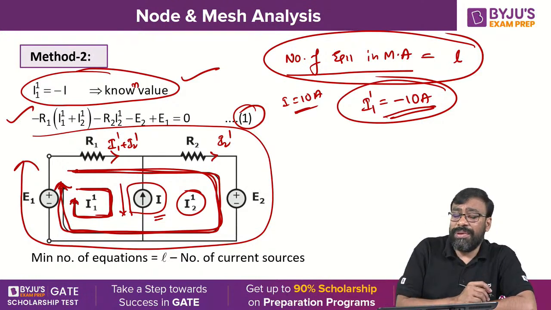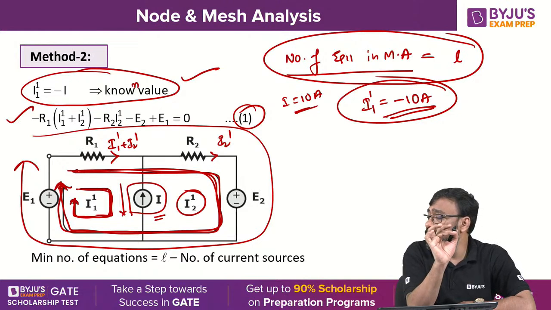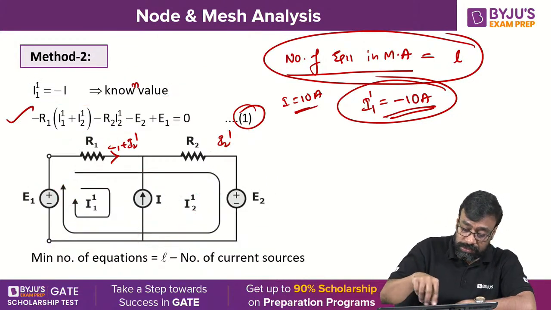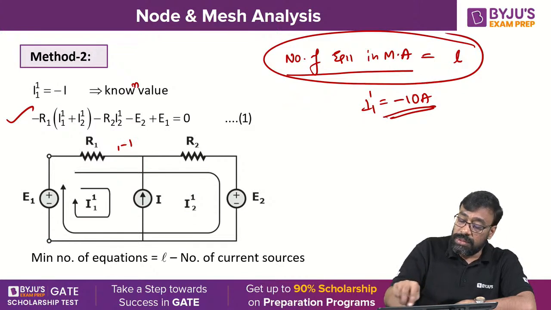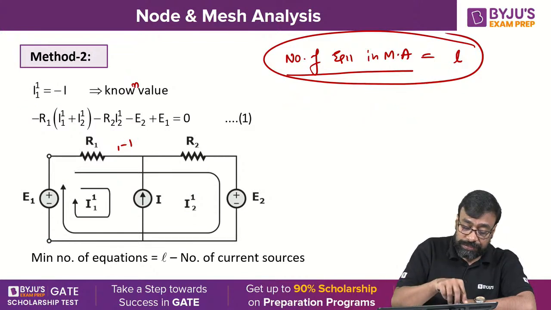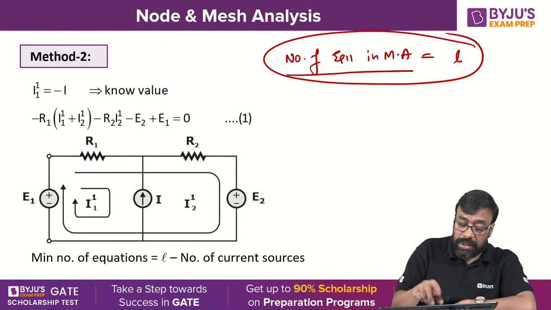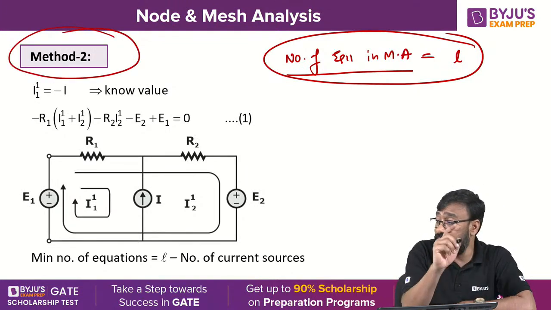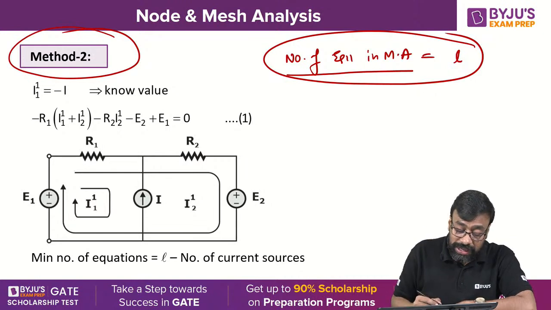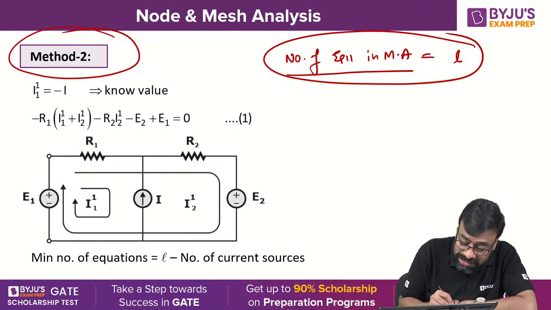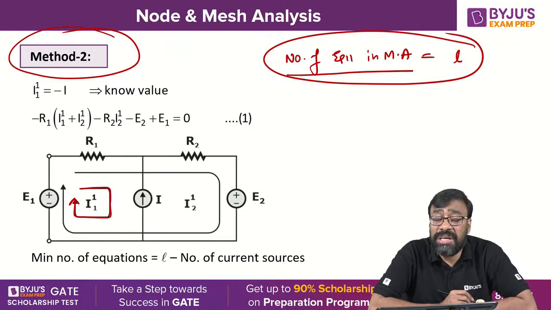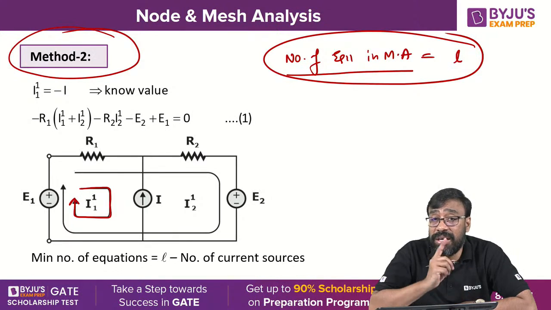The minimum number of equations. Generally, the minimum number of equations. Okay, Ashok, I'll explain again. Look at this carefully. The alternative method I'm discussing, instead of super mesh analysis. Yes, look at this. I have selected the loop currents like this. What I do is, I select the first loop current such that the loop contains the current source.